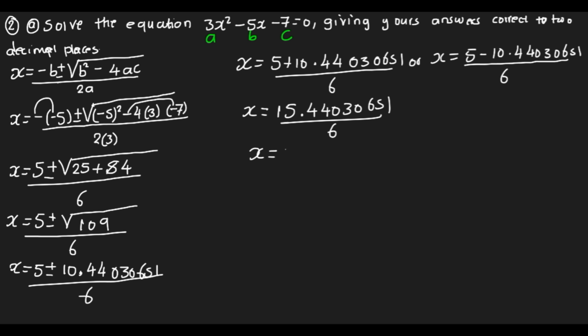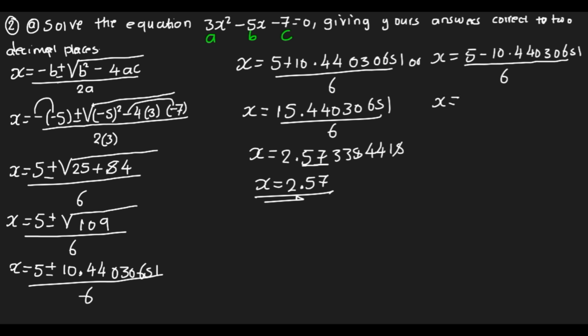So my final answer is 2.573384418. Now the condition is correct to two decimal places, so we need two numbers after the decimal. So our final answer is 2.57. After 7, we have 3, so we can't get one from that. So let's look at this one.